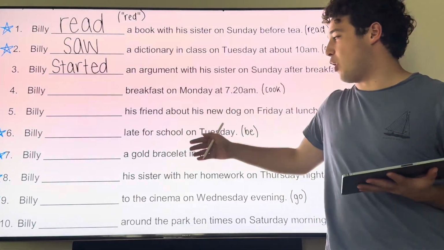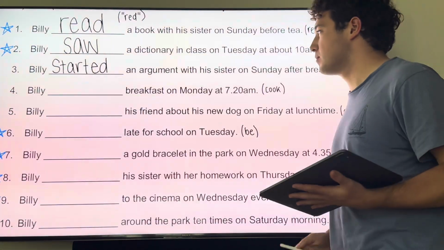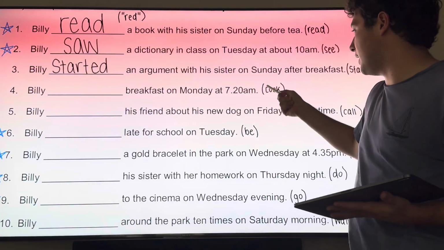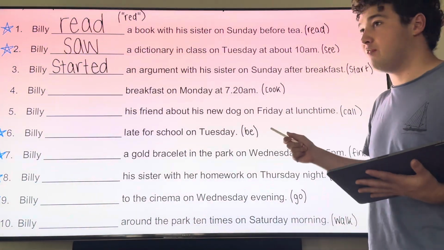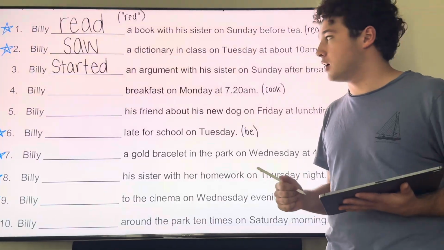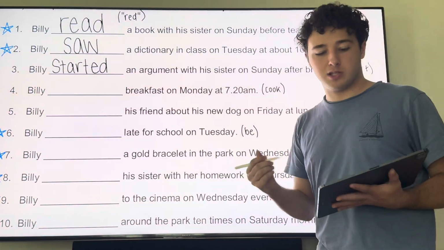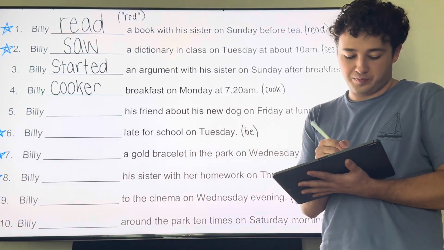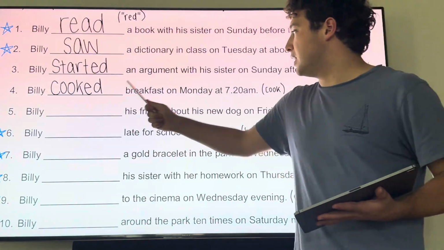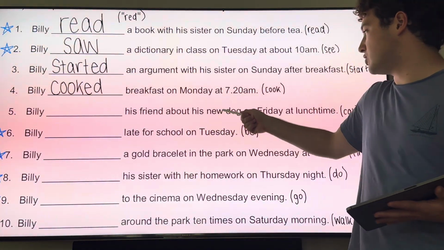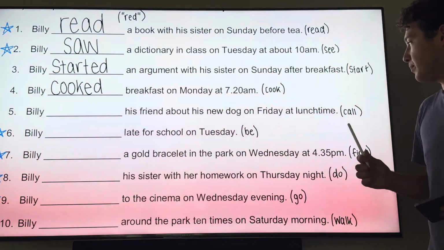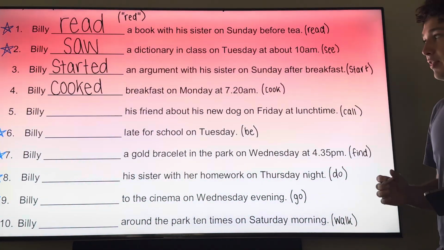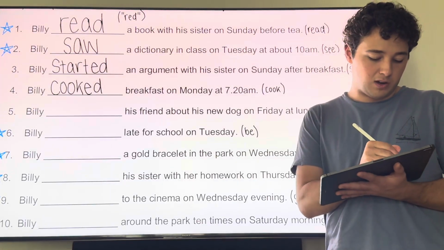Okay, so let's go over the rest of these now that you've completed them. Number 4 is Billy blank breakfast on Monday at 7:20 a.m. And the verb they give you is cook, to cook. Now, this is just the regular verb, so it would be cooked with the ed ending. Number 5, Billy blank his friend about his new dog on Friday at lunchtime. The verb they give you here is call. This is also a regular, so it would simply be called.